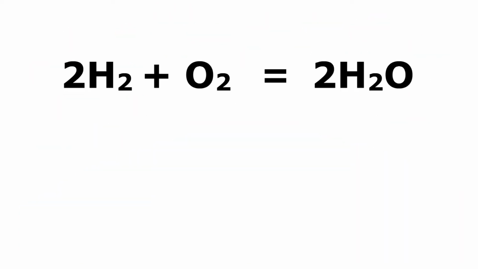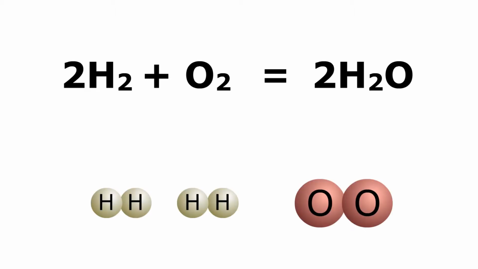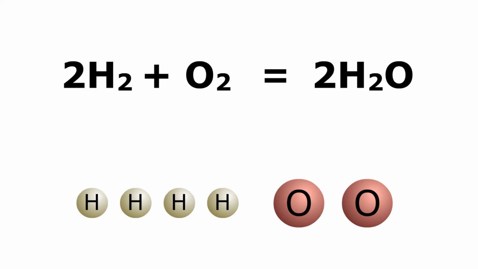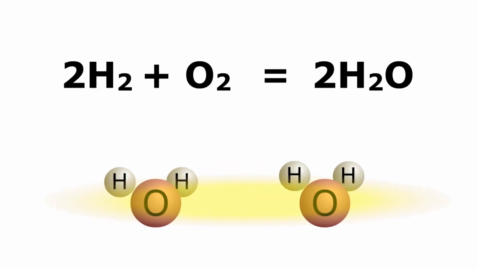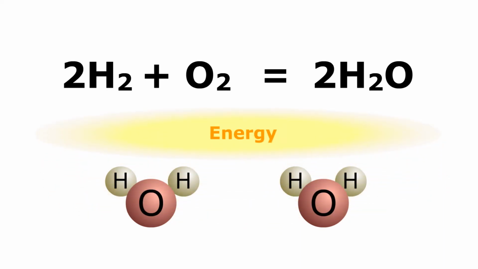Hydrogen reacts with oxygen and gives water. During this reaction, the bonds between the atoms in the hydrogen and oxygen molecules are first broken. This requires energy. The free atoms, which now contain more energy than the original molecules, combine to water molecules. When the bonds in the water molecules are formed, more energy is released than what was needed to break the bonds in the hydrogen and oxygen molecules.